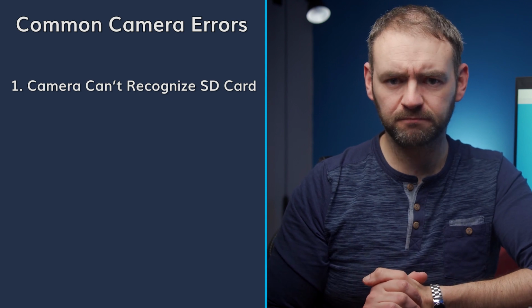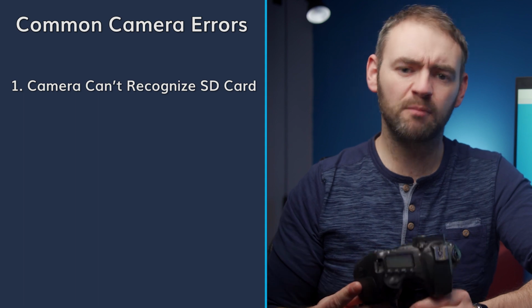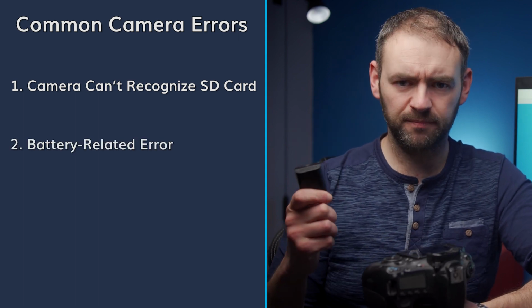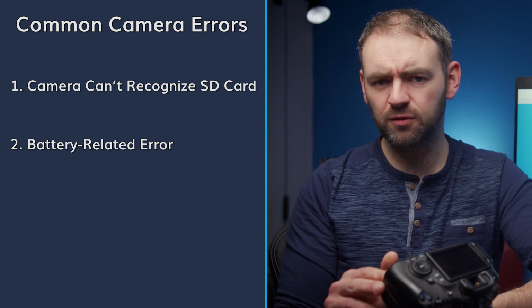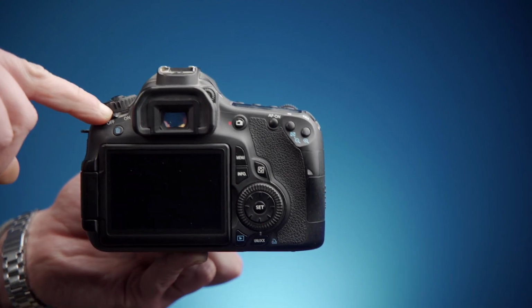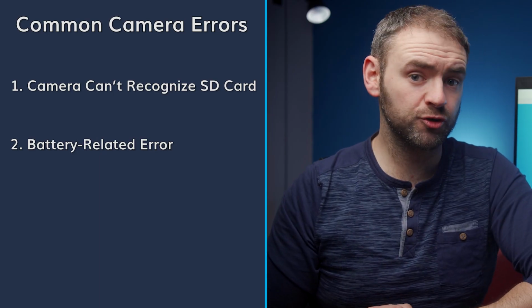The second type of camera error that's pretty common with various digital cameras revolves around the battery. If your camera is unable to establish a connection with the battery, then two things could happen. Either it will fail to power up at all, or it will display an error message on your screen.